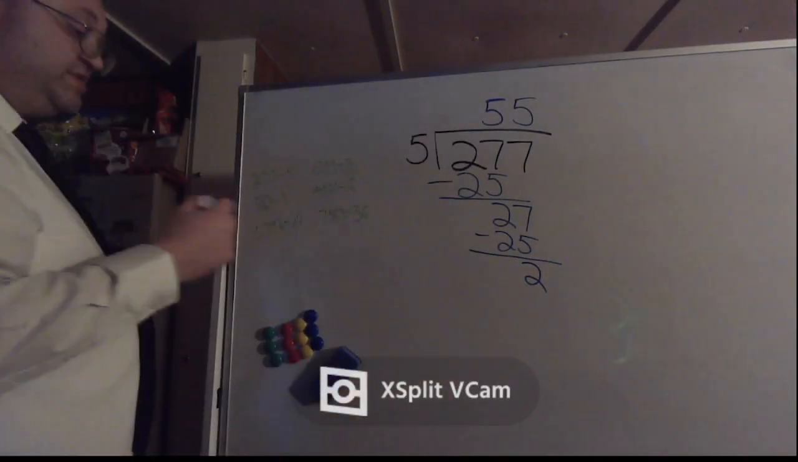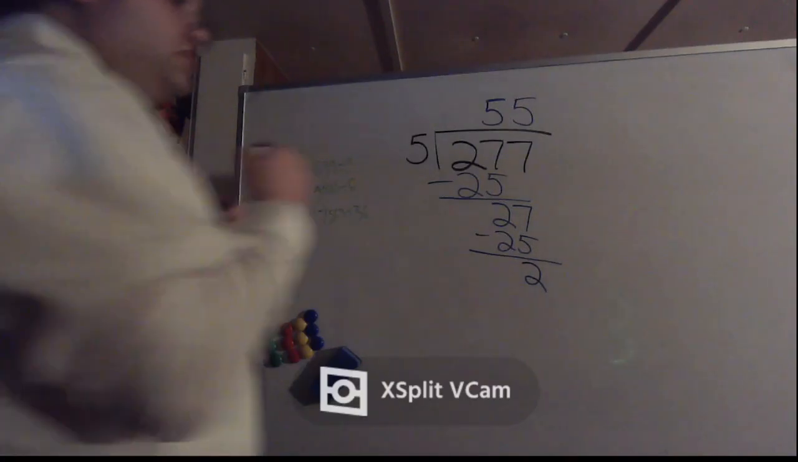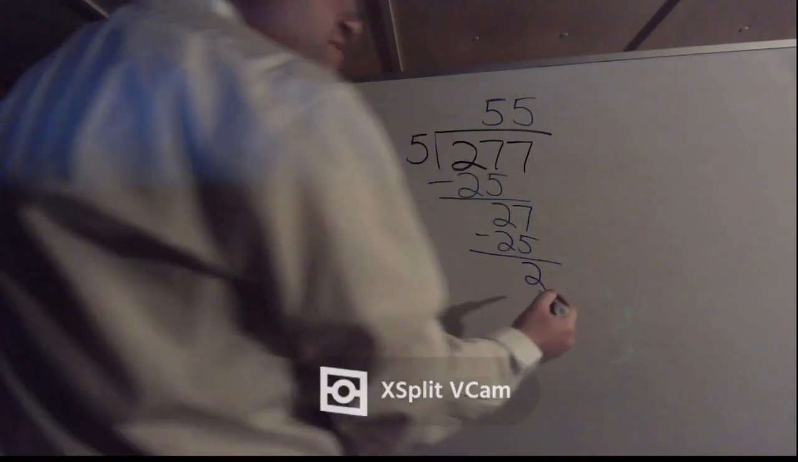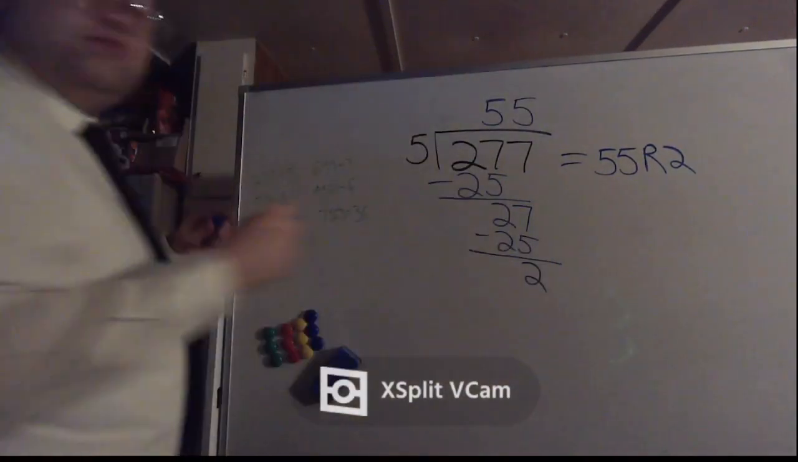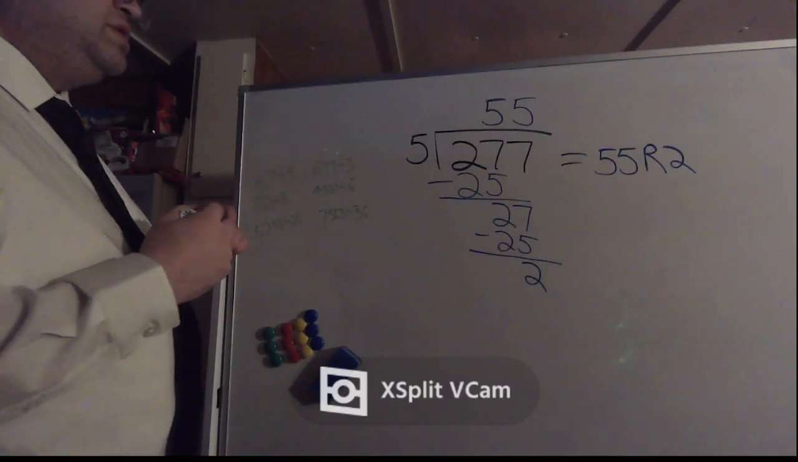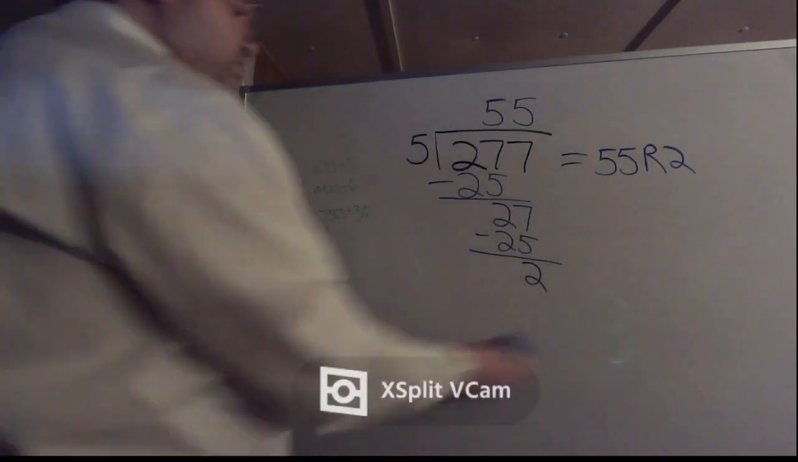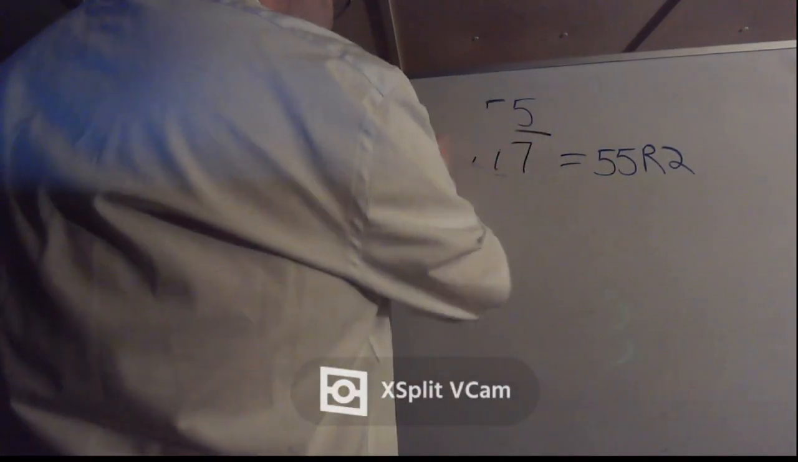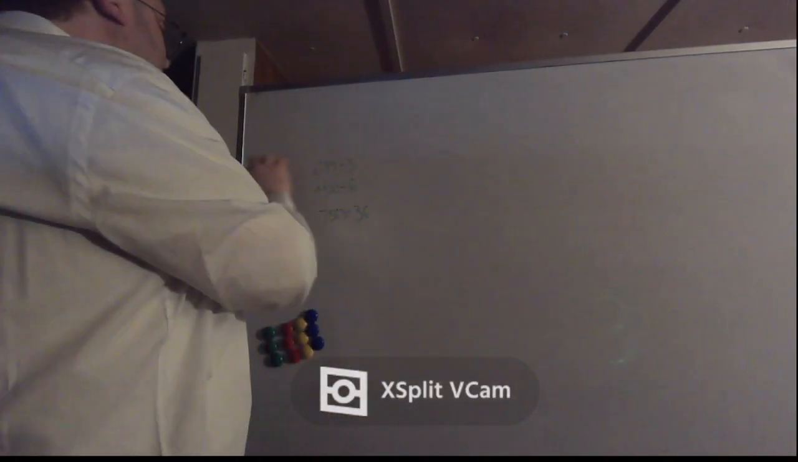There's no other numbers to bring down, so this is your final result. You have 55 with a remainder of 2. How you can write that is 55 R2. 55 remainder of 2. Yes, we will do some more remainder problems. You have 2 left over that doesn't go into it evenly.